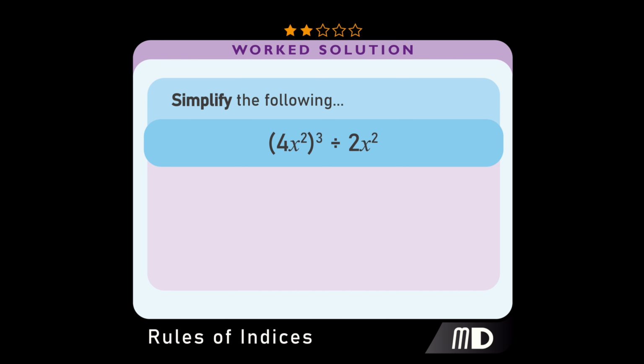Now, in this video, we're going to answer the following question. Simplify the following. And we've been given the expression (4x squared) all raised to the power of 3, divided by 2x squared.